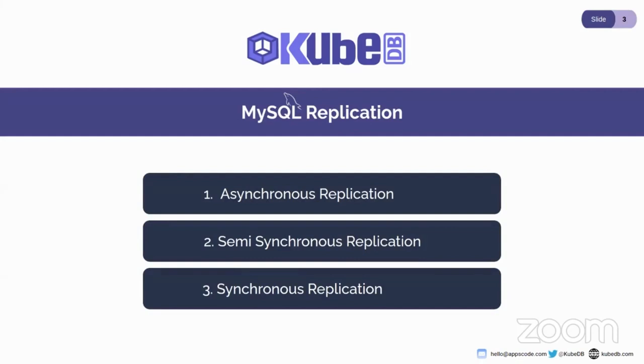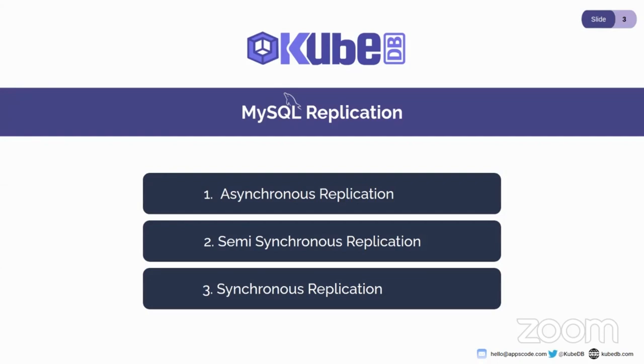Let's talk about MySQL replication. MySQL supports various types of replication. First is the asynchronous replication, the semi-synchronous replication, and the synchronous replication. In asynchronous replication, a transaction is written to the source, and then it is applied into the bin log, and then the source commits it in its storage engine. The replica sends a request to the source, and when the replica is ready, it requests the source for the replication.